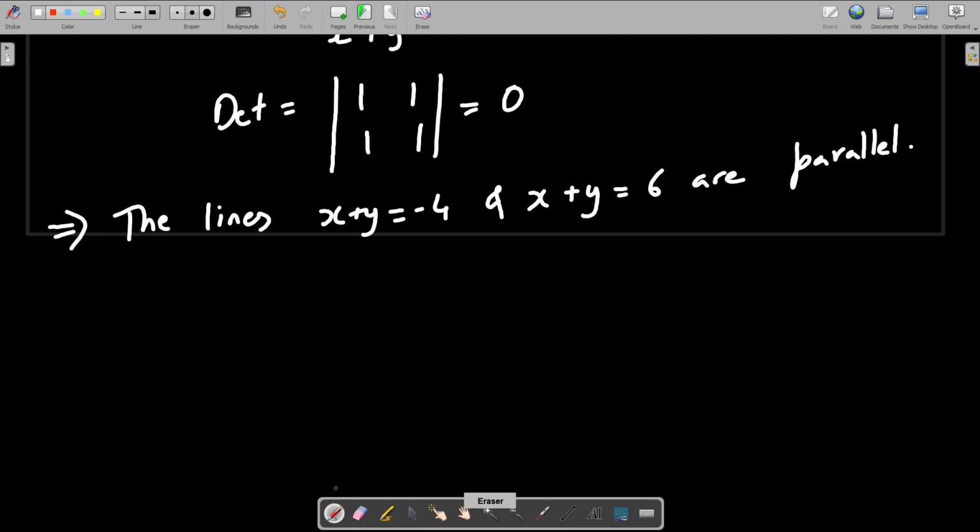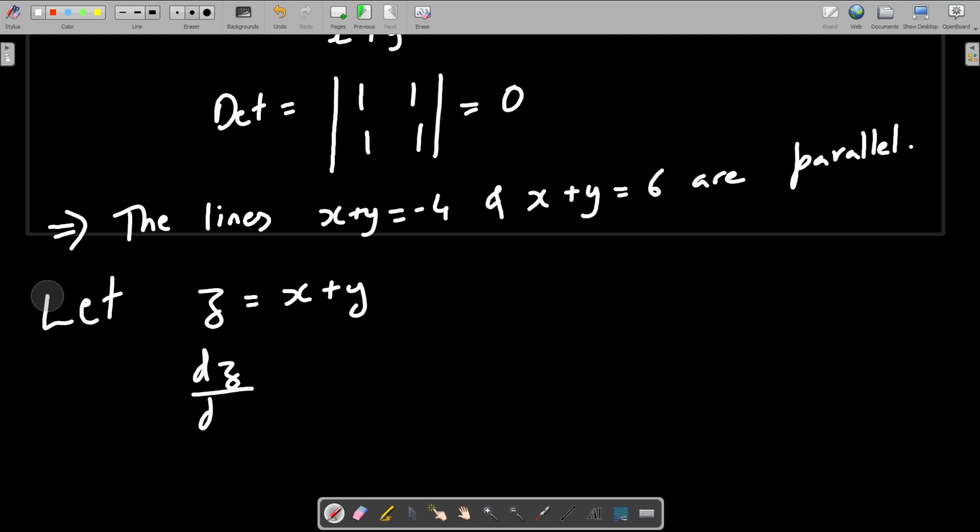Okay, so what we'll do here is, what is the common part in both the lines, x plus y, right? So that common part I'll give it a name. So let z be equal to x plus y. Okay, let z be equal to x plus y. So what will the given differential equation become? Taking derivative here, so dz by dx, this will become 1 plus dy by dx. This is derivative with respect to x. Okay, so this is what you get.